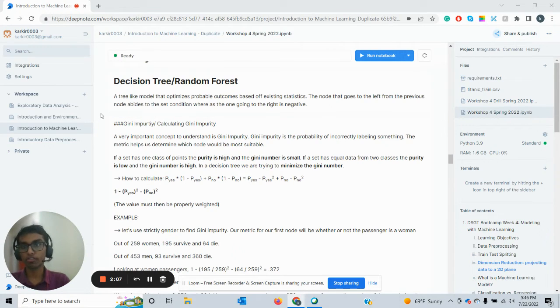Imagine you have a tree-like model that figures out outcomes based off of existing statistics. For example, you might have a tree that says, if age is less than 20, go to the left branch, or if age is not less than 20, go to the right branch. So it's almost like a series of conditionals. And by going down this tree, you can get the classification label. That's what a decision tree is.